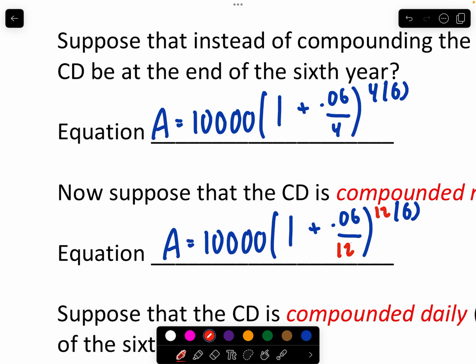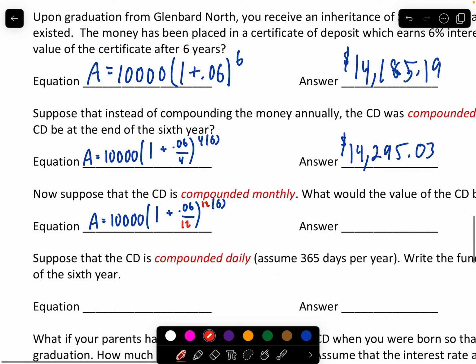All right, so go ahead and pick up your calculator. And again, we're going to do the same thing. We're going to change the 4s that we had to 12s. And after you put that in, you should get back a little bit more money. So $14,320.44.